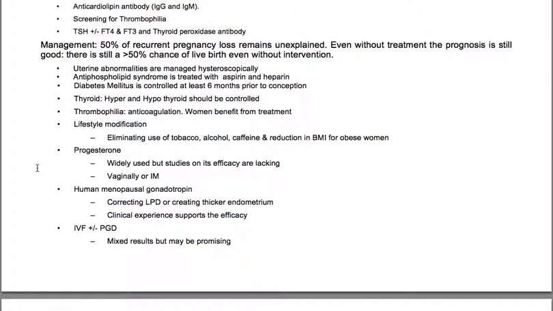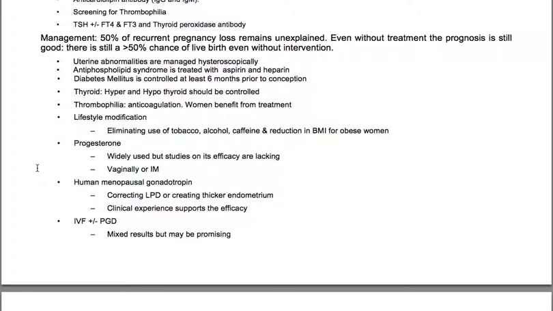Management: 50% of recurrent pregnancy loss remains unexplained. Even without treatment, the prognosis is still good. There is still a more than 50% chance of live birth even without intervention. Uterine abnormalities are managed hysteroscopically. Antiphospholipid syndrome is treated with aspirin and heparin. Diabetes mellitus is controlled at least 6 months prior to conception. Hyper and hypothyroidism should be controlled. Thrombophilia: with anticoagulation, women benefit from treatment.